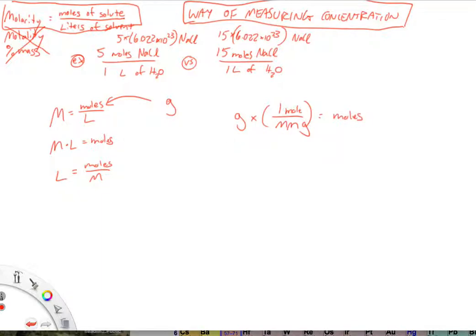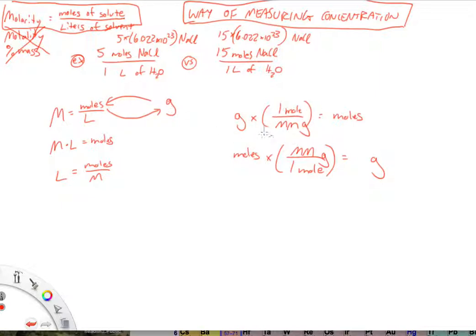And vice versa, if you want to go the other way around, from moles back into grams, you take the moles and set up this little conversion factor over here. You put the 1 mole down below, and you put the molar mass of whatever you're talking about up above, and then that will give you grams. Okay? So that's how you go from grams to moles and moles to grams.